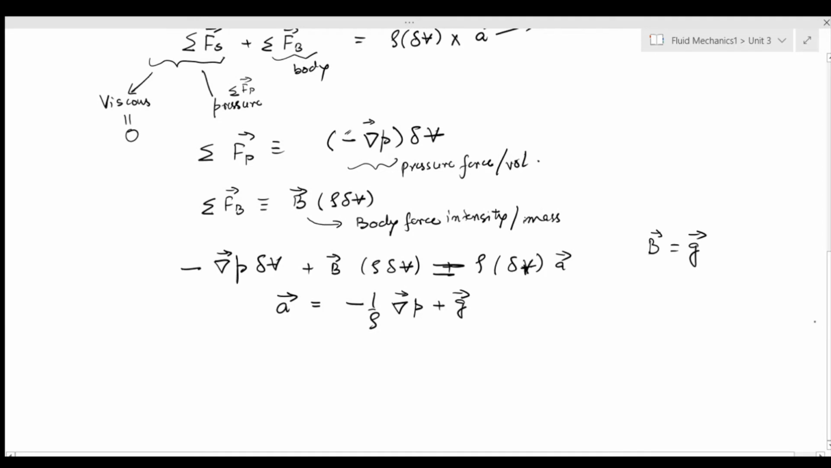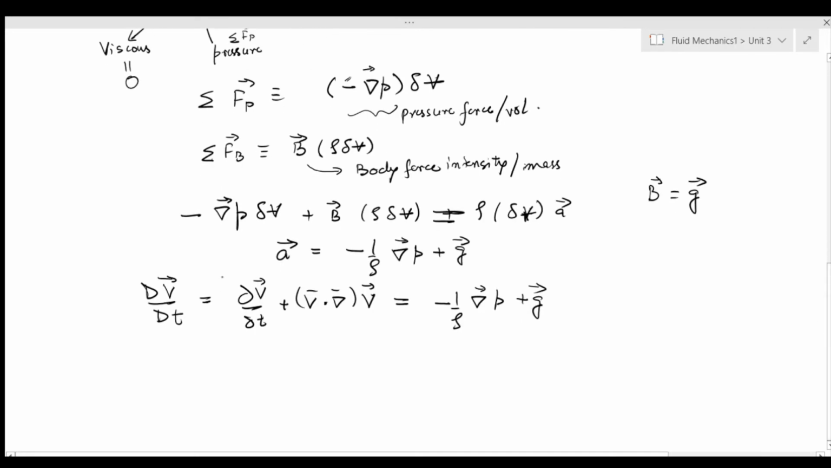Now this acceleration is the system acceleration. We already know from our unit 2 that this is equal to capital DV by capital Dt. And we also know what that is equal to: del V by del t plus V dot del V. So this would be equal to minus 1 by rho del P plus g. And this is our Euler's equation.